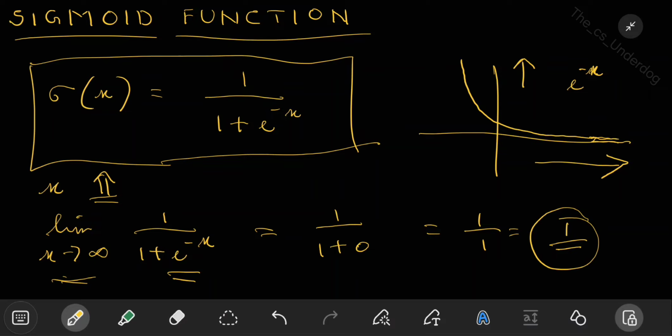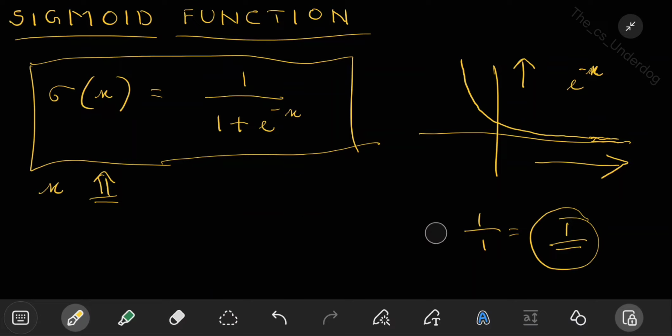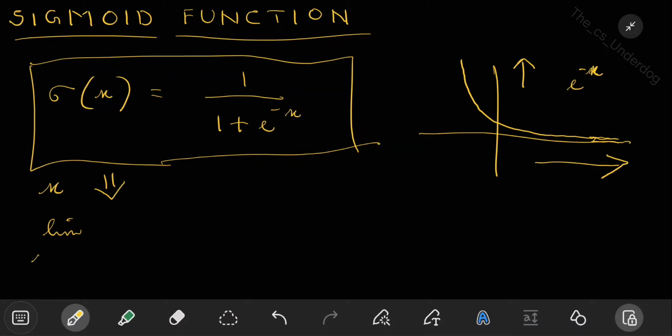This is proven. Now let us see what happens when x takes very small values, that is, largely negative values. So if the value of x decreases, in that case it will be limit x tends to minus infinity of sigma of x. Okay, sigma of x is 1 by 1 plus e power minus x. Let us again go back to the graph of e power minus x.